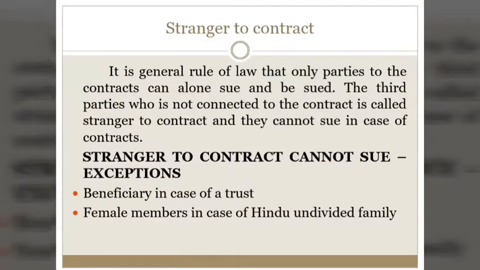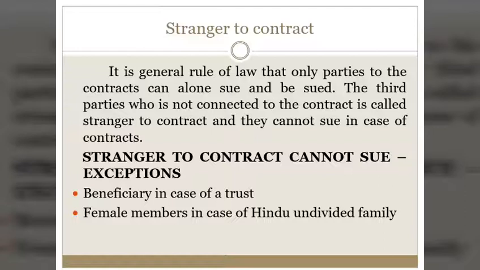Next one is stranger to contract. What do you mean by stranger to contract? Stranger is a person who is a third party who is not connected to the contract. He is called a stranger to contract. It is a general rule that only the parties entering into the contract can sue and be sued. The third party who is not connected to the contract is called stranger to contract, and they cannot sue in case of contract. The stranger to contract generally cannot sue, but in certain exceptions they can sue.